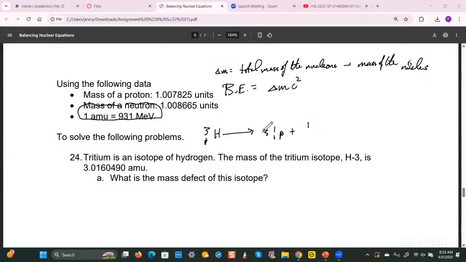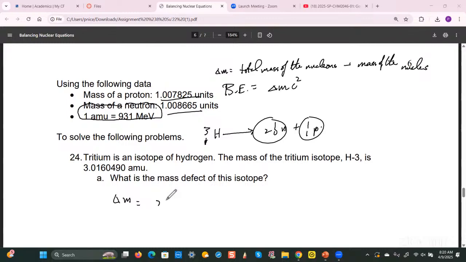So basically, if this were to be broken up into the fundamental particles, you're going to have 2 neutrons, 1,0n, and 1 proton, right? So that's basically the composition of the nucleus of tritium. So basically, what is delta M? Delta M would be the total mass of the nucleons, and these are the values for protons and neutrons in terms of AMU.